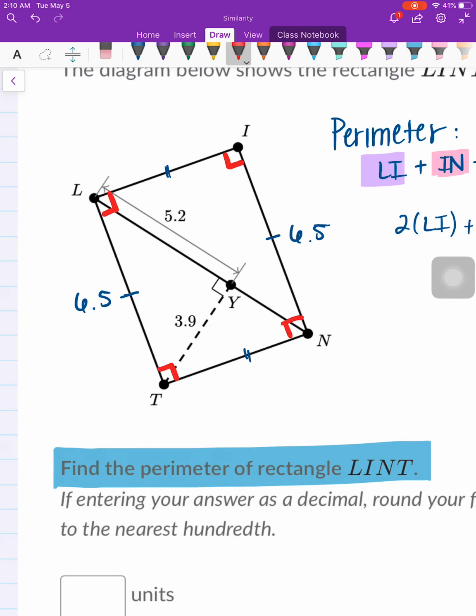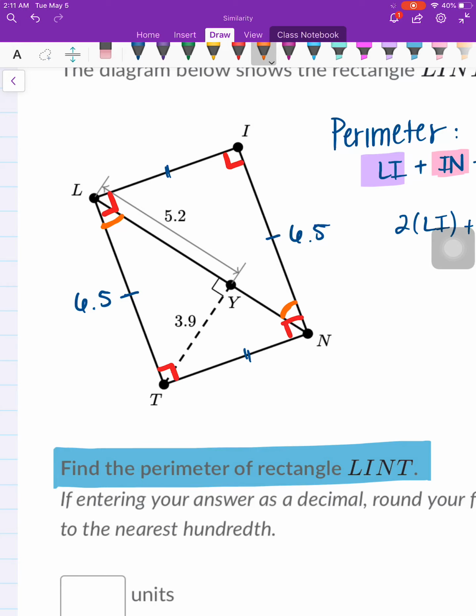Now, since we know we have a rectangle, the sides opposite, which is LI and NT, are going to be parallel, as well as the line LT and IN. Those two sides would be parallel, which tells us that they're not going to be crossing ever. And so this line that cuts through them is actually telling us that we have angles that are alternate interior. So this angle here would be an alternate interior angle to this one here, and that would make them congruent.